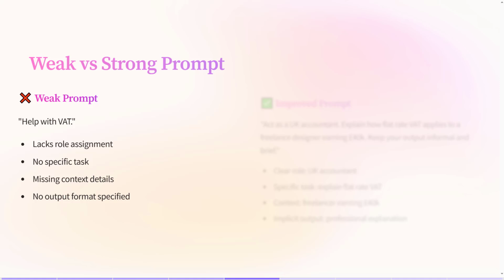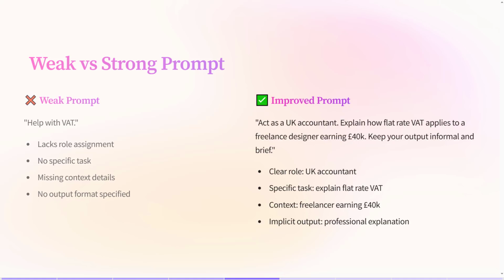How could we improve that? Well, you might say, act as a UK accountant, explain how flat rate VAT applies to a freelance designer earning £40,000. Keep your output informal and brief. We've clearly identified the role, we've explained the task, we've given the context, and we've given the output as well. A professional but informal and brief explanation. And let's see how that actually works in practice.